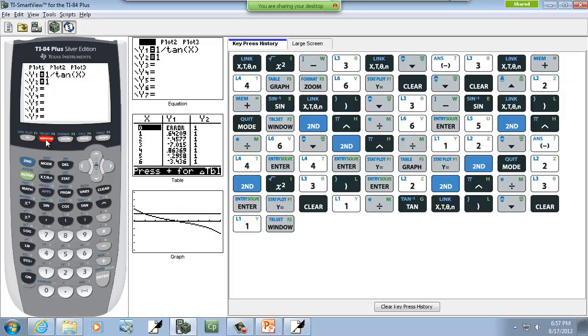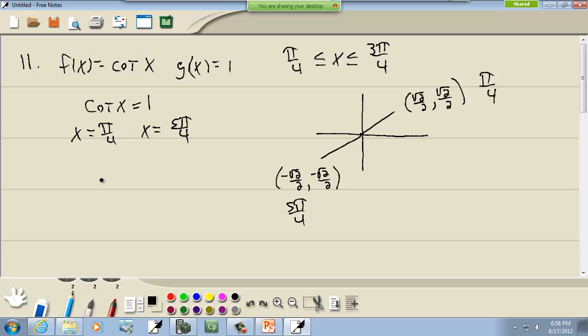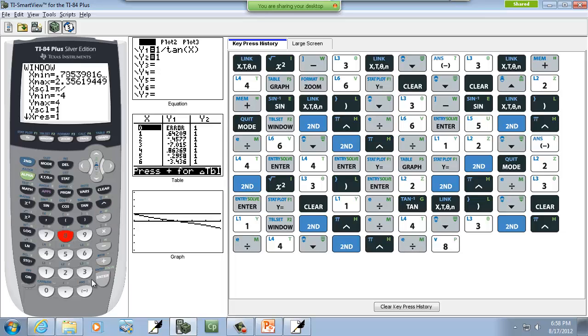So I'll go back to my window and put in pi over 4, so second caret, divided by 4. Down arrow, and then 3 pi over 4, so 3 second caret, divided by 4. And I'll change the x scale to pi over 8 maybe. Doesn't really matter because we're just trying to see what's above and what's below. Those y min, y max are probably fine.